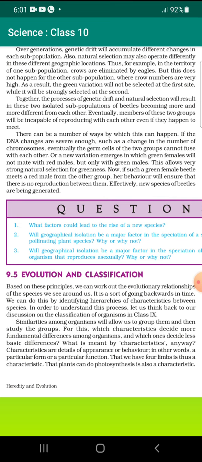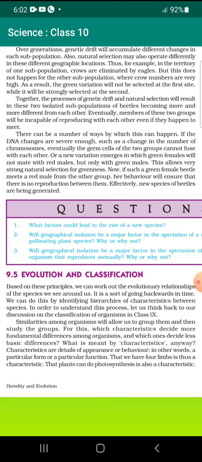geographic locations. Thus, for example, in the territory of one subpopulation, crows are eliminated by eagles, but this does not happen for the other subpopulation where crow numbers are very high. As a result, the green variation will not be selected at the first site, while it will be strongly selected at the second. Together, the processes of genetic drift and natural selection will result in these two isolated subpopulations of beetles becoming more and more different from each other.